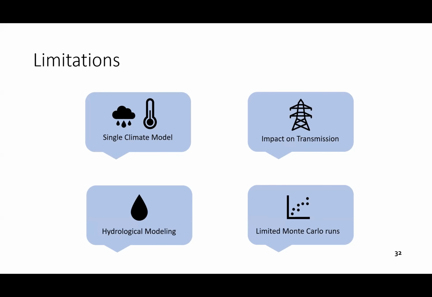To conclude my presentation, I wanted to acknowledge some limitations and future work. We are currently only using one climate model. Our study does not include the impact of climate change on transmission, which has been shown to be larger and more significant. In literature, the impact of climate change on hydroelectric facilities is estimated based on hydrological models. I use a simplified regression instead. And finally, we have only completed a limited number of Monte Carlo iterations so far, making our results a bit more noisy and less robust.